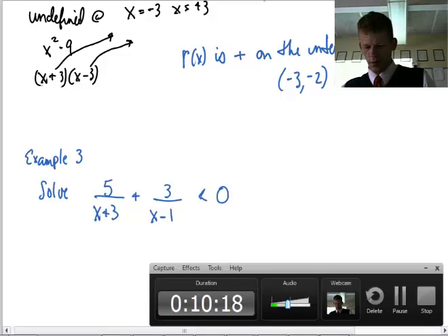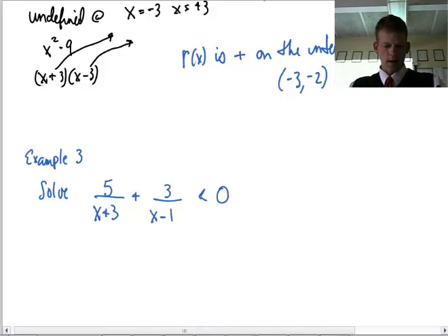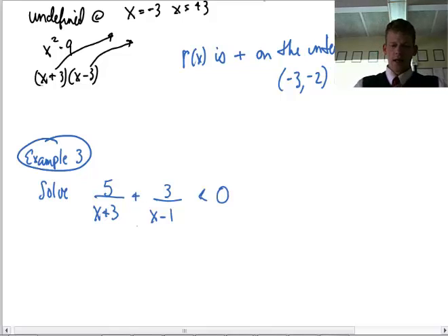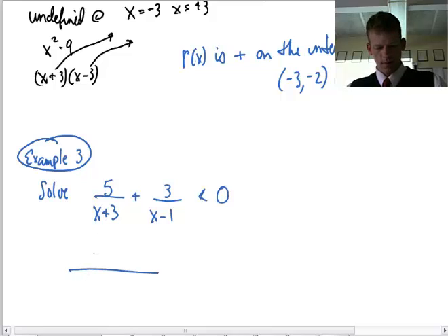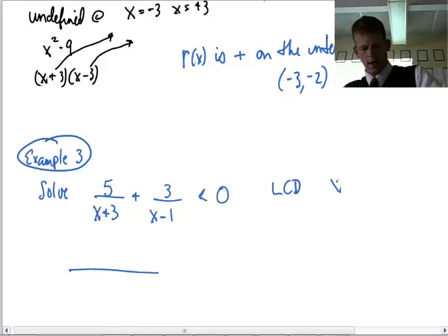Last problem we have to do is sometimes you get equations which ask you to add fractions, and you get a rational equation, and you want to make sure that you have the right solution. So the first thing we need to do here is have the same denominator. So the common denominator, or the least common denominator, will be x plus 3, x minus 1.